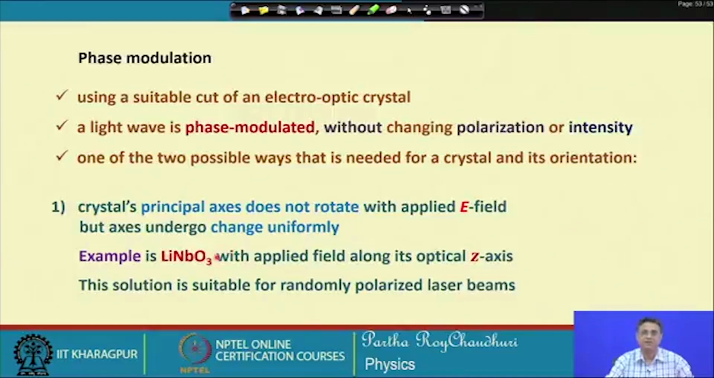semi axes increases uniformly. Because the principal refractive indices only change in magnitude, and there is no change in direction, you can have phase modulation if you apply a modulating voltage. Delta n of x or delta n of y alone will change with the modulating voltage, and as a result the output light will be phase modulated. We will see this example.